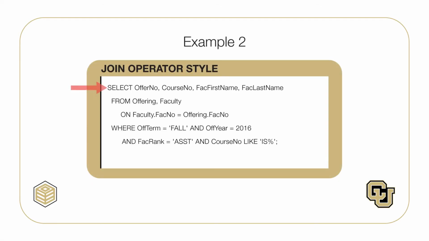The join operator style lists join operations in a from clause using the inner join and on keywords. Example 2 shows a select statement to retrieve the offering number, course number, and faculty name, first and last name, for assistant professors teaching information systems, IS% course offerings, in fall 2016. Example 2 provides the same result as Example 1. Note that the from clause contains an explicit join operation combining the offering and faculty tables on the join condition. The where clause does not contain the join condition.